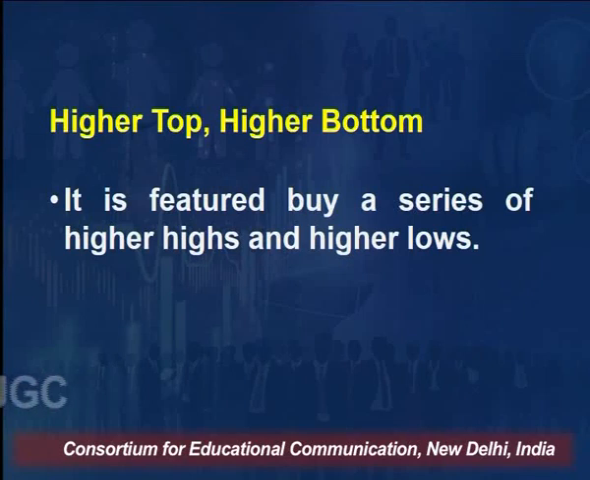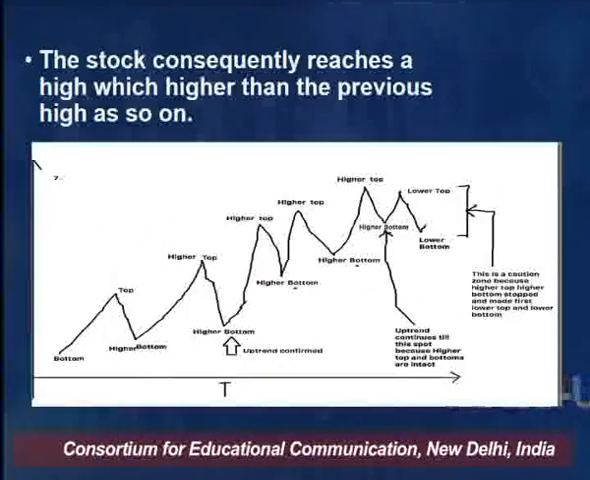It is featured by a series of higher highs and higher lows. If you observe this, what you find is again on the x-axis the time is shown, on the y-axis the prices are being shown. Starting from the left-hand side, the share price starts rising. It rises up to a particular level, then starts falling. Please observe this chart and graph properly. Once it starts falling, it has not breached the previous low, then again it rises, goes up, and breaches the previous high, right?